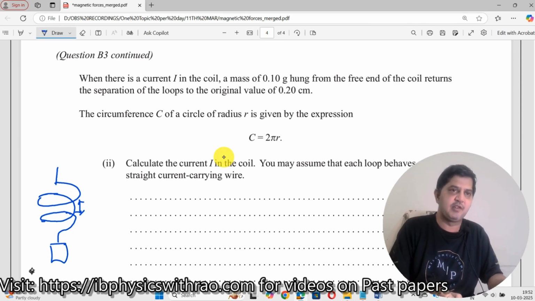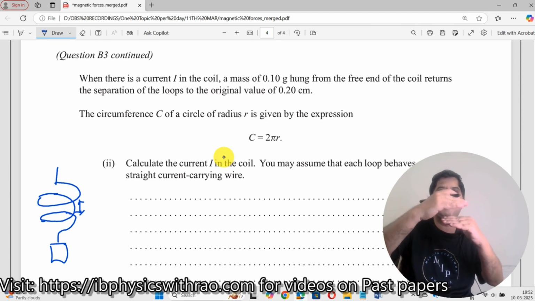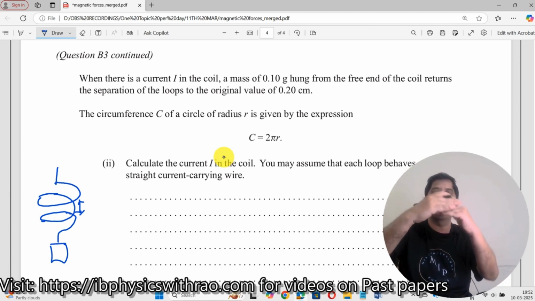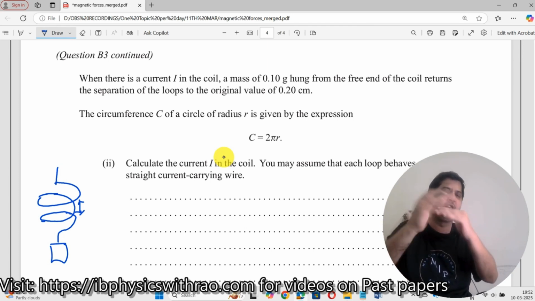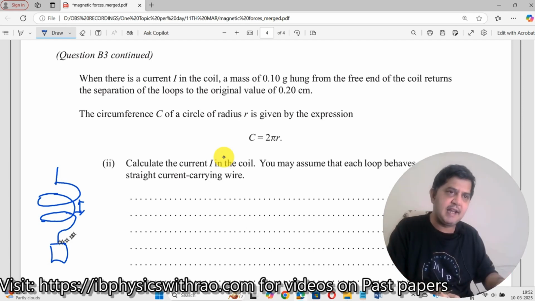The coils came closer to each other. The moment they go closer, there is a possibility that these two can touch each other. As a result, there could be a short circuit. So what I want to do is prevent this. To prevent this, I add a weight here.